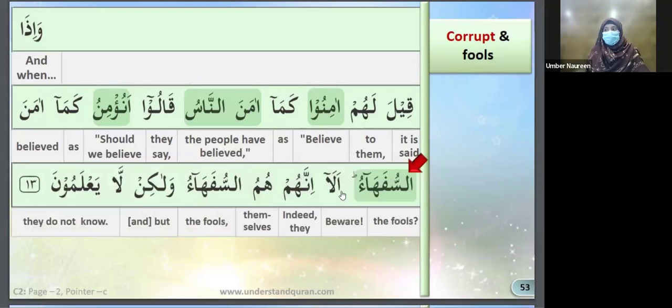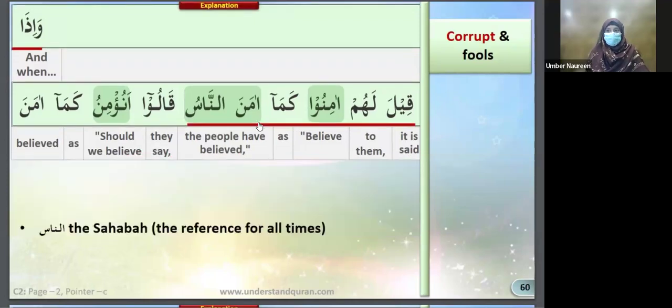Who believed? As-sufaha'u, they're saying, as-sufaha'u, the fools. As-sufaha'u is new for you. This is ism, and it means the fools. They ask, do we believe as the fools believe? They are considering, na'uzubillah, the companions of Hazrat Muhammad sallallahu alayhi wa sallam, the fools. Allah says, beware. Innahum, indeed they, hum, themselves, as-sufaha'u, the fools, walakin, but, la ya'lamun, they do not know.